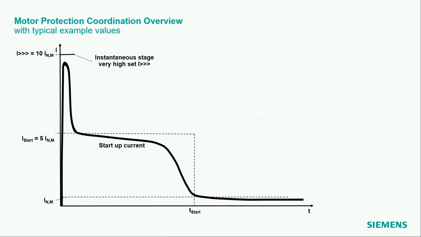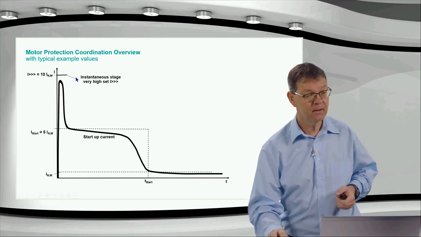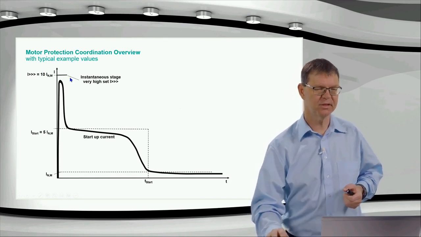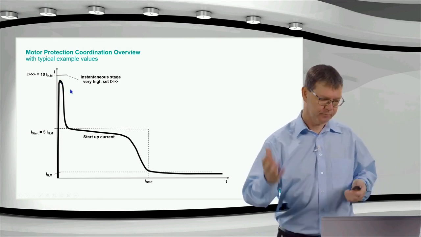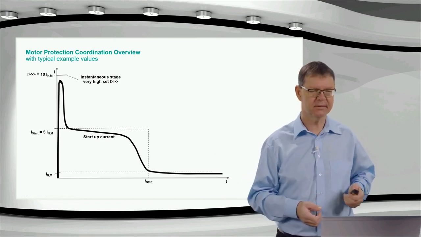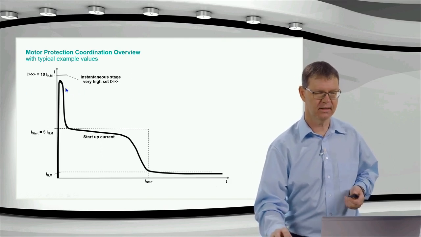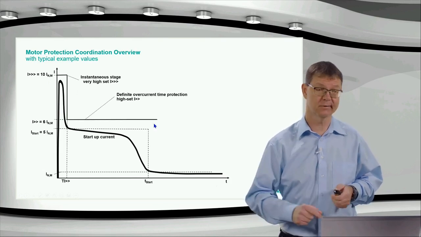So how can we protect now? We always have to consider that the motor has a running phase, of course, and also a startup phase. So our protection functions must somehow adapt to both situations. The first thing we can do is to put a high set element, an instantaneous stage, on top of that peak starting current, with a certain margin, and undelayed, because here I want to trip immediately. I will not pick up with a starting current because I'm above this maximum current.